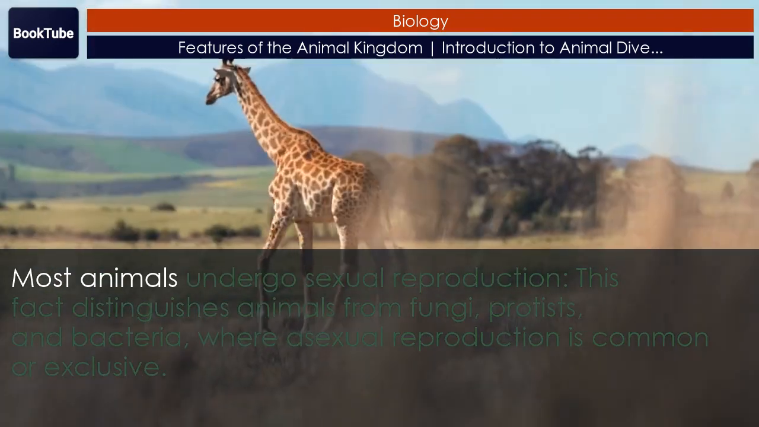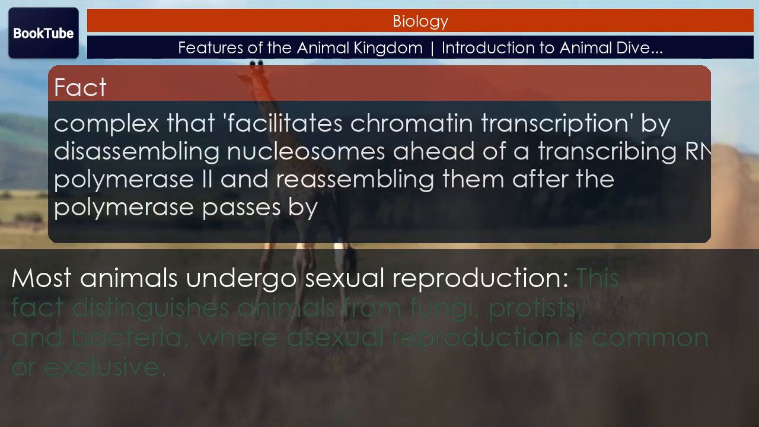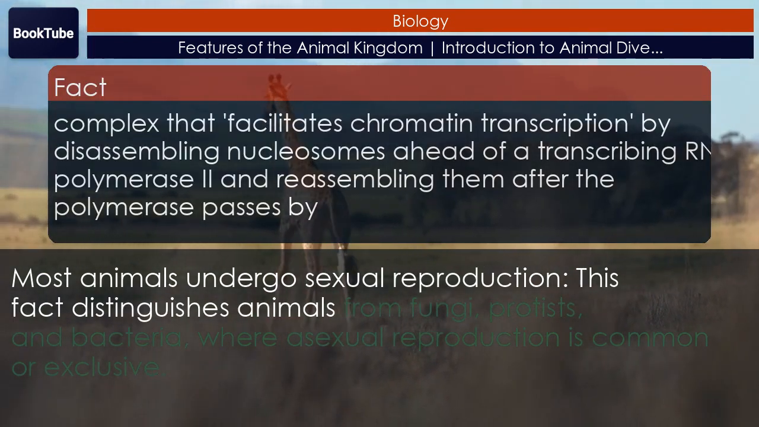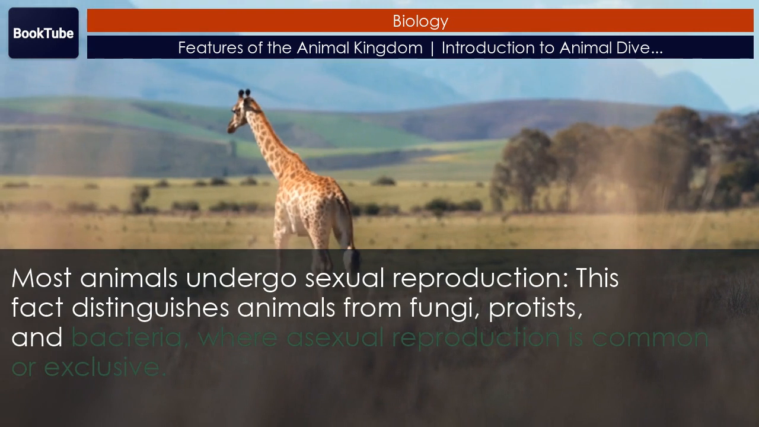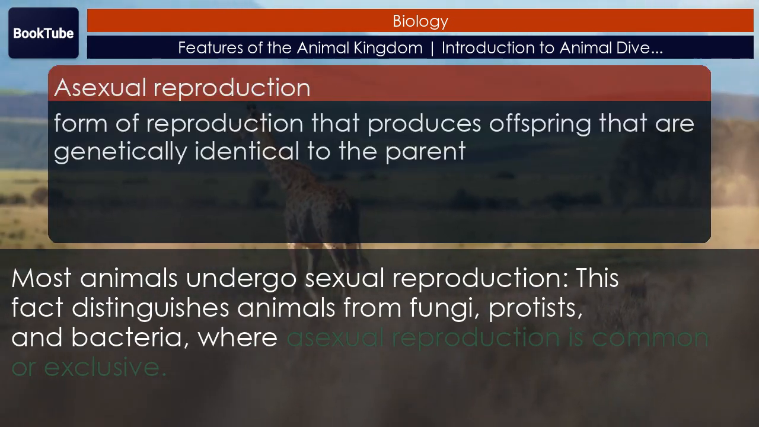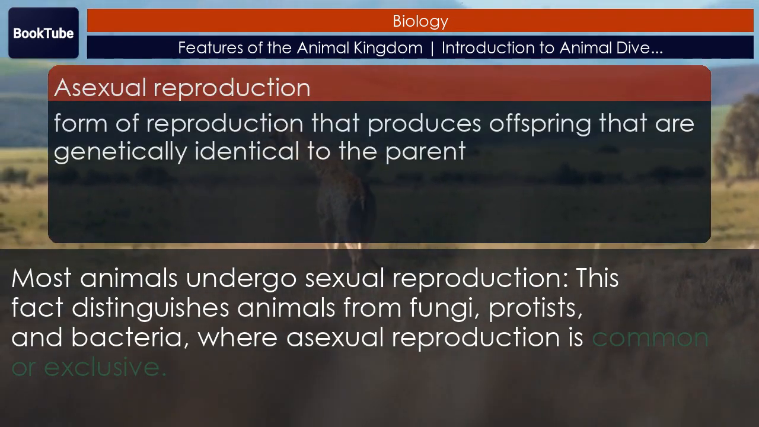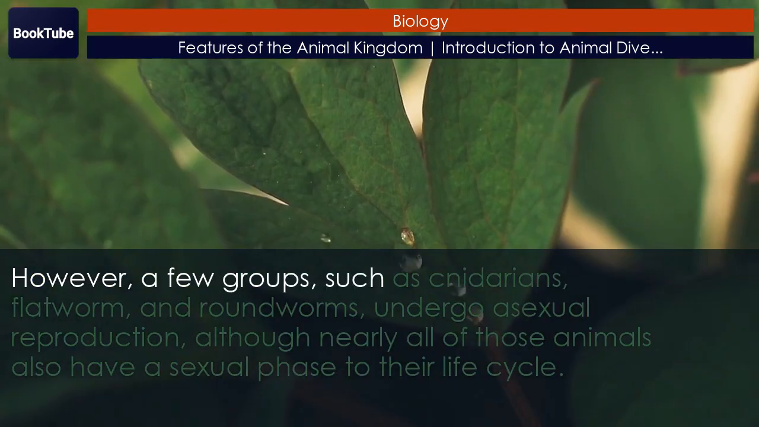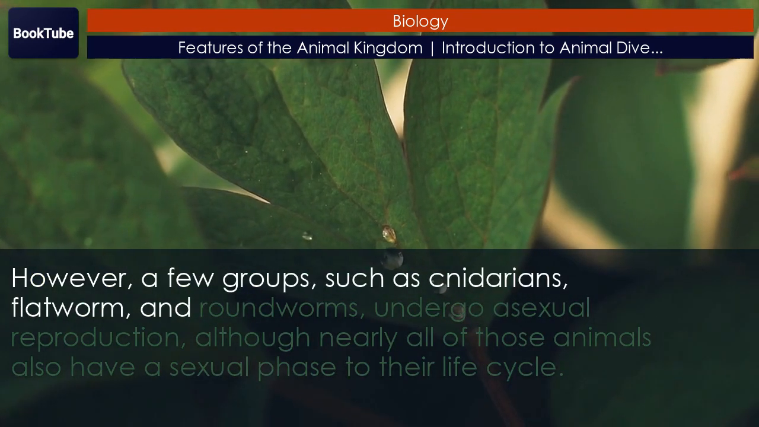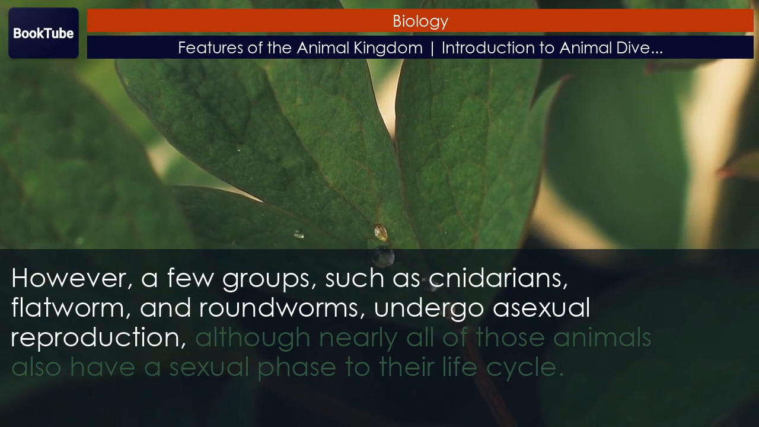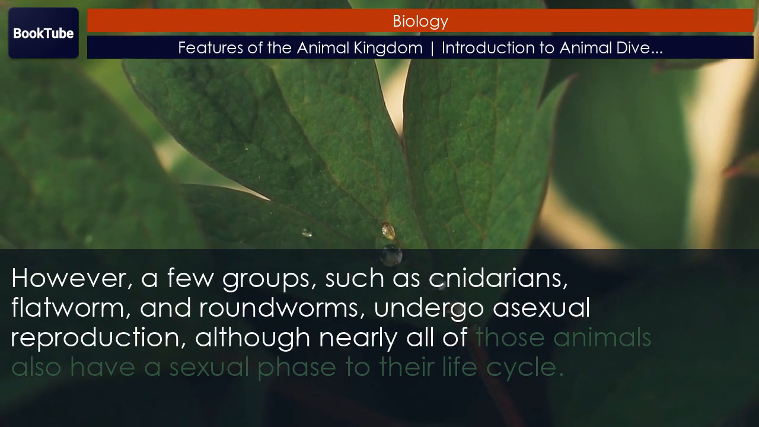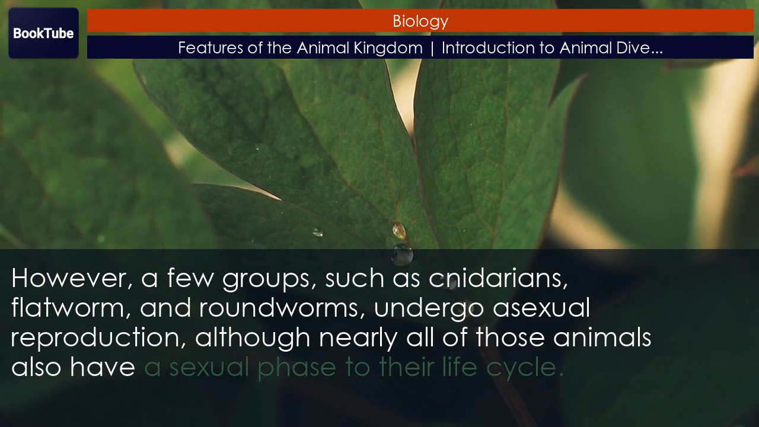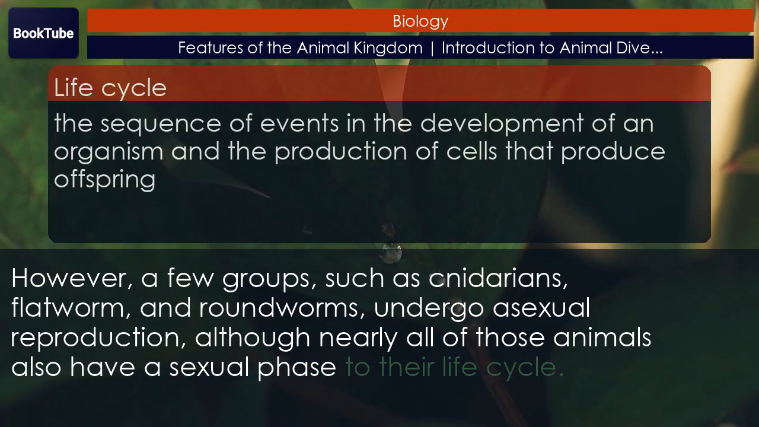Most animals undergo sexual reproduction. This fact distinguishes animals from fungi, protists, and bacteria, where asexual reproduction is common or exclusive. However, a few groups, such as cnidarians, flatworms, and roundworms, undergo asexual reproduction, although nearly all of those animals also have a sexual phase to their life cycle.